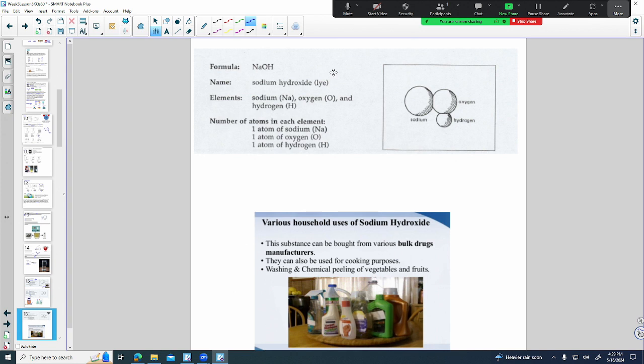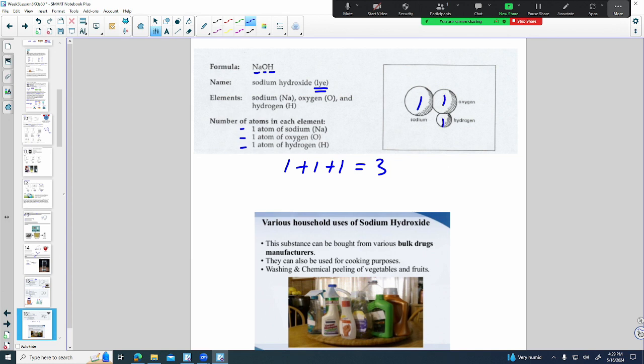Okay, others. Sodium hydroxide, formula NaOH, is commonly known as lye. So Na means you have sodium, O is oxygen, H is hydrogen. Again, you do not see a subscript, so you don't see numbers below it. That means there's one atom of each of those elements. So the total number is 1 plus 1 plus 1 equals 3. So 1 of sodium, 1 of oxygen, 1 of hydrogen.